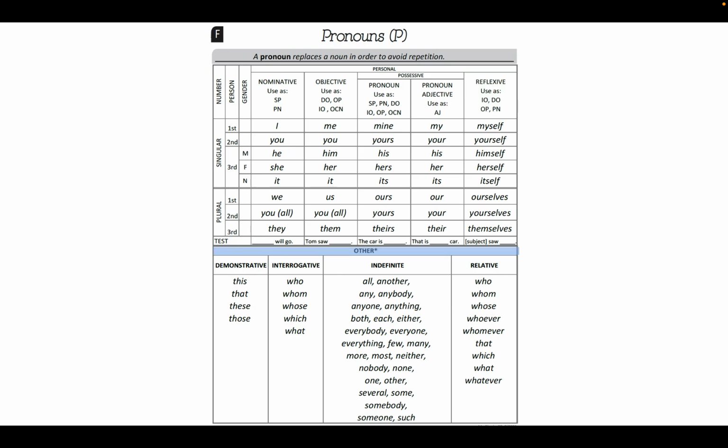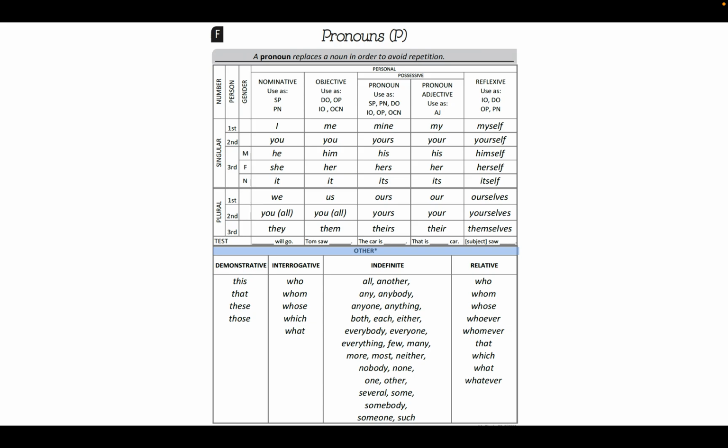Okay, and then we have our other. And this is another section of pronouns that aren't personal. So they're not going to be feminine, masculine, or neuter. They're just not personal. They're not going to be used as a subject or object of the preposition, etc. So these are listed on the bottom of the chart.